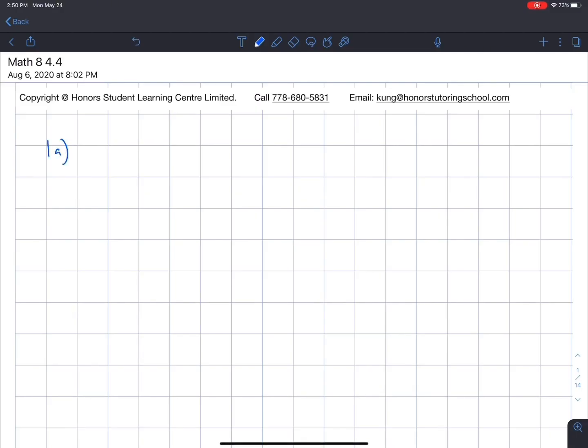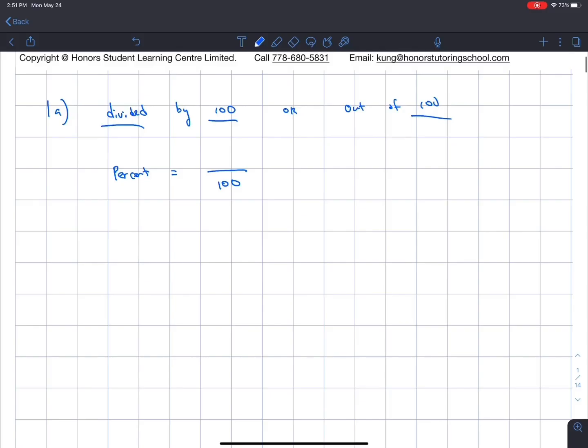The word percent means divided by 100. So percent just means out of 100. So it's divided by 100 or just out of 100. So that's what we mean by percent. This just means out of 100. Because the word per means out of in math, and cent came from the word century, which means 100.